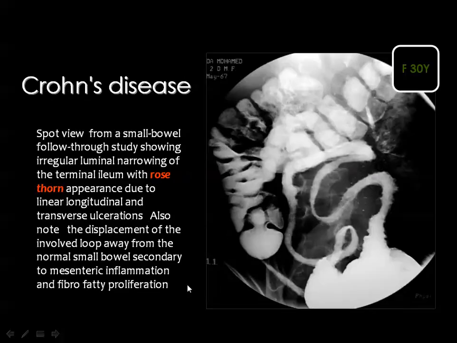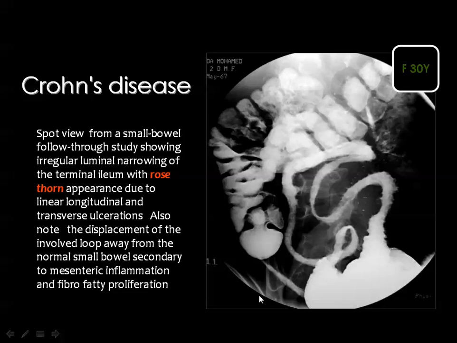Then Crohn's disease is one of the inflammatory bowel lesions which particularly affects the terminal ileum, and this will be also explained in full details in the lecture of small bowel imaging. And one of the common manifestations of Crohn's disease in the terminal ileum is stricture with rose thorn appearance because of the minute ulcers along the mucosa of the affected part of the ileum.